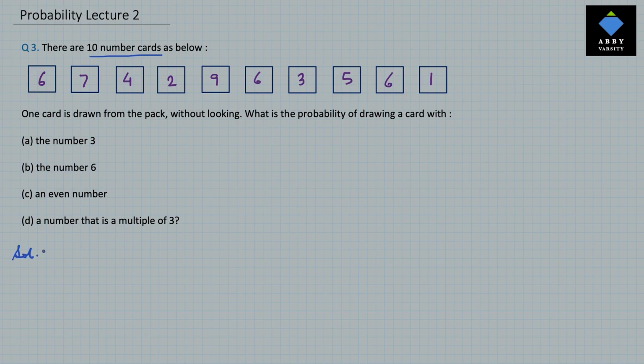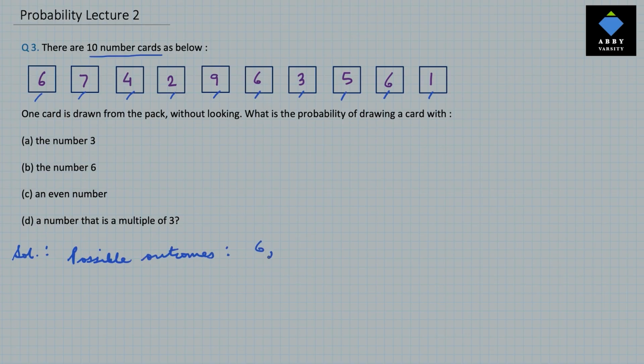Let us first check all possible outcomes of the experiment, which in this case is drawing a card. When we draw a card from this lot, any of the 10 given cards can be picked, which means any of the 10 given numbers can show up. So, each of the 10 numbers is a possible outcome.